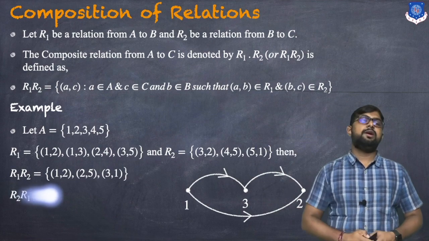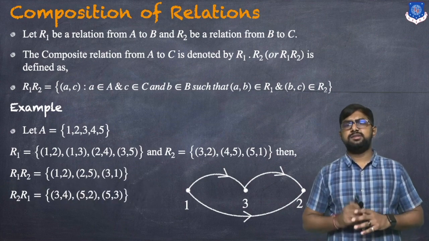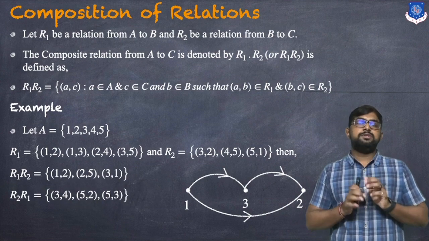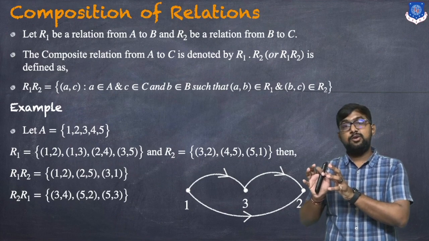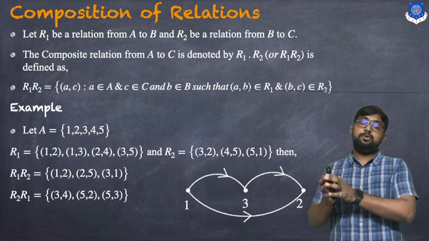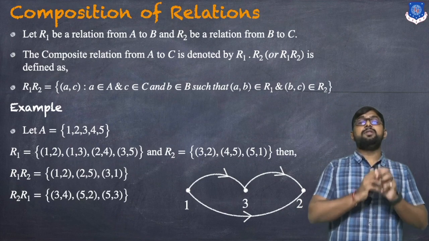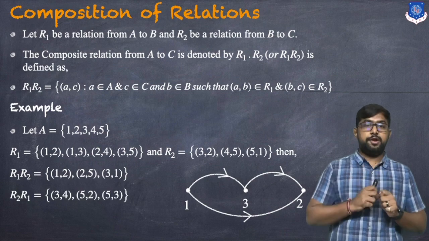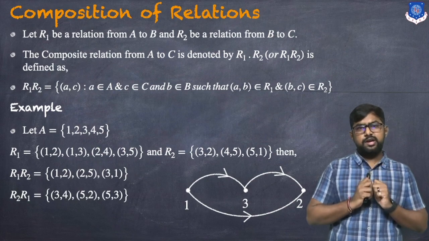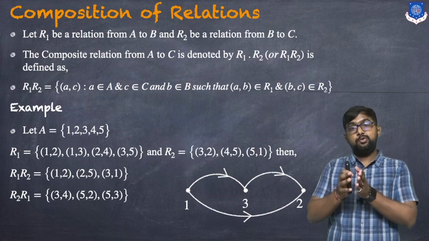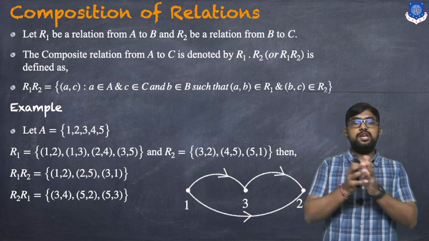Now let us calculate R2 R1. So this will be the answer. How? For R2, just consider the first pair of R2, that is (3,2). Now 3 is related to 2. Now check in R1: 2 is related to which point? 2 is related to 4. So 3 is related to 2 and 2 is related to 4, so the (3,4) pair will be there.